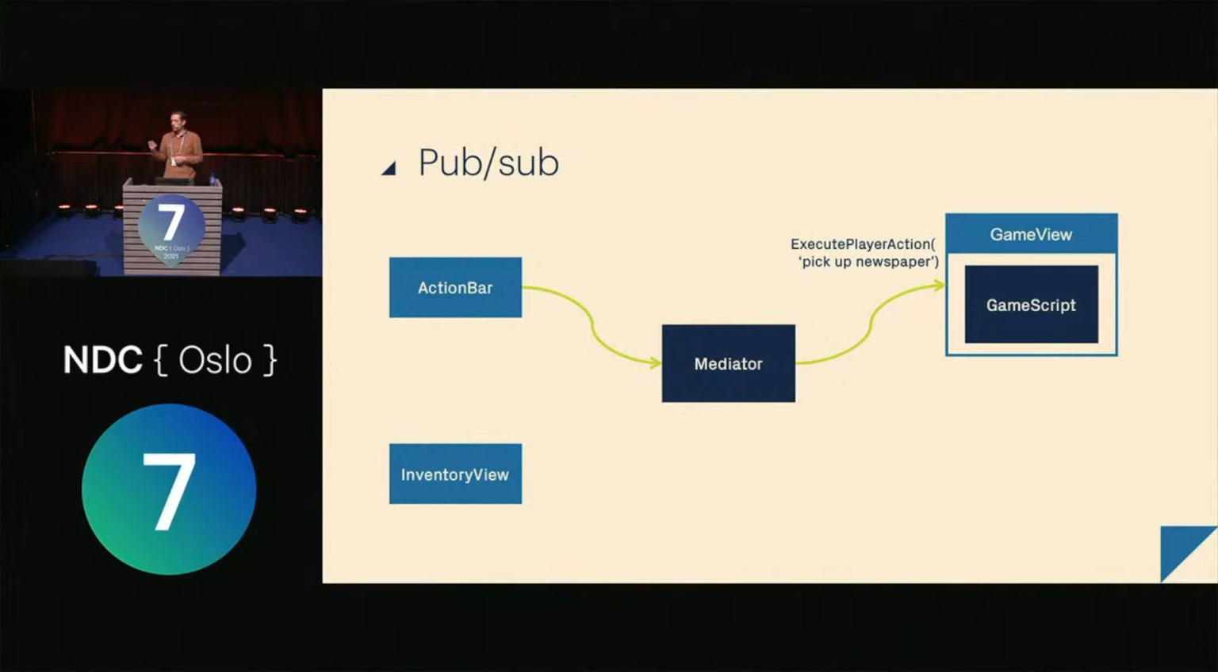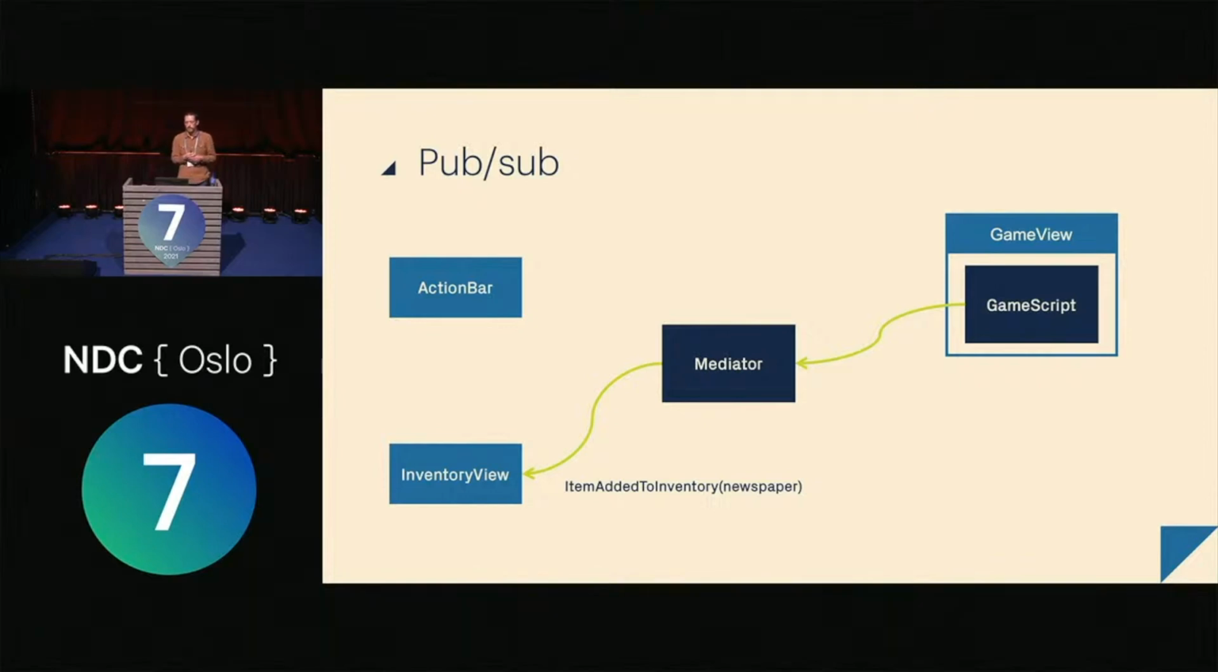The GameView component is also responsible for managing the GameScript. So my GameScript here is just an ordinary .NET object. It's not a Blazor component. So the GameView will call the GameScript, and then the GameScript will do whatever is scripted, and it will start sending these events to update the UI. So for example, it may send an item added to inventory newspaper. Send it using that mediator again, and then my inventory view is subscribed to that event, because once an item is added to the inventory, it must be displayed on the screen. So now it can do that.